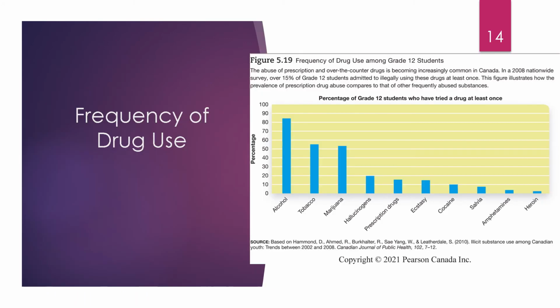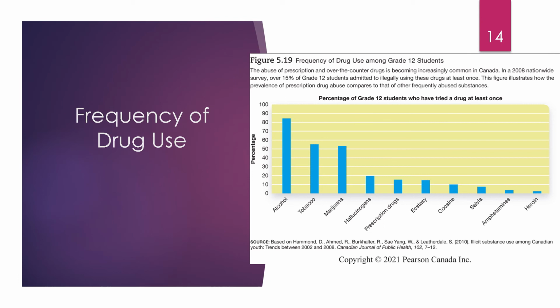So this is a table from your textbook that shows a little bit about the frequency of drug use among grade 12 students. So we do know that the abuse of prescription as well as over-the-counter drugs is becoming increasingly common in Canada. And so this data is from a 2008 nationwide survey that is indicating the percentage of grade 12 students who have tried a drug at least once.